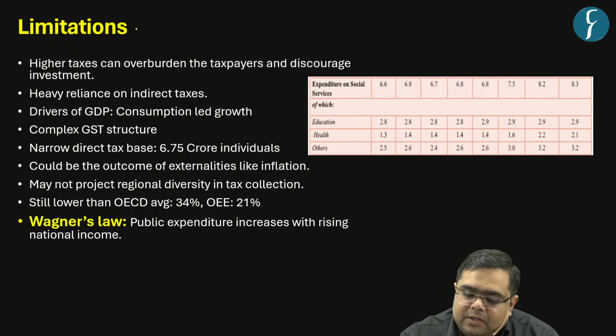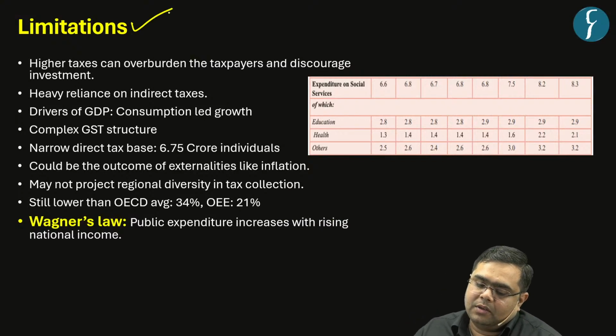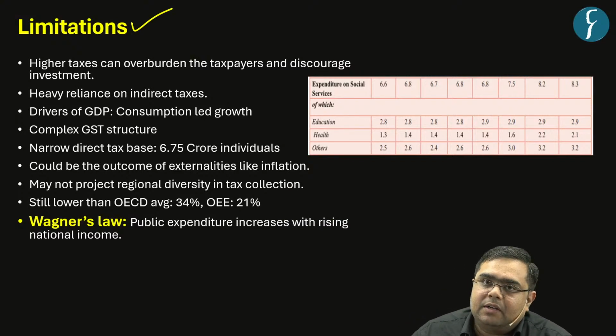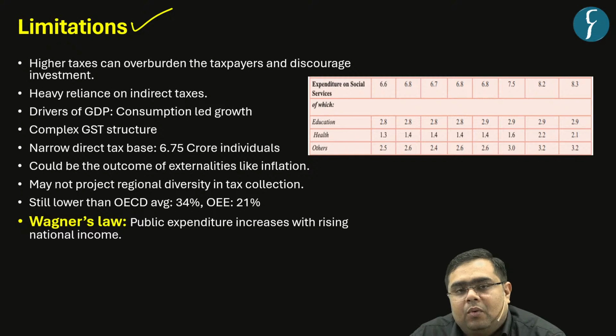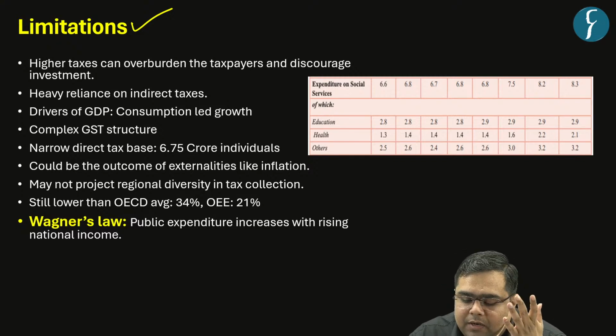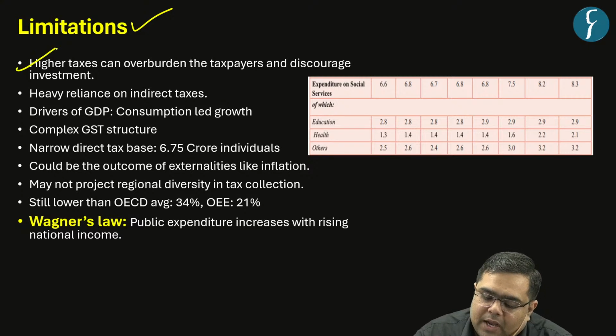So let us discuss the limitations. What is the limitation of this method? Is it all hunky-dory, without any issues or problems? Lo and behold, these are the problems with only relying on and cheering after reading the news of an improved tax to GDP ratio. So what are the issues?